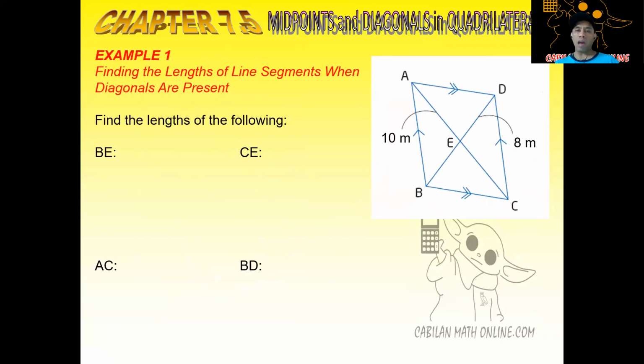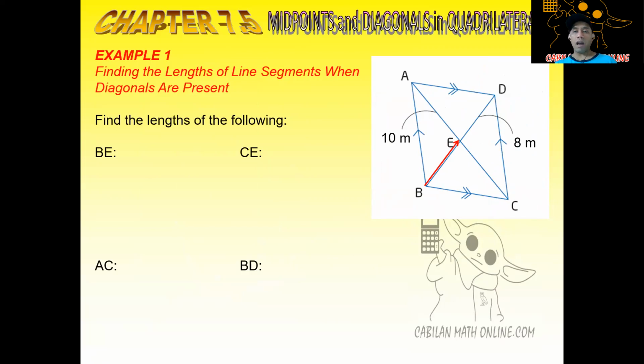And what you also have here is knowing the fact that line segment AE is 10 meters and line segment DE is going to be 8 meters. Okay, so we're going to look at it using this when we're answering these questions here. So for part BE over here, you can see that BE is this line over here. When you're looking at BE, we also have to preserve the direction when we're looking at the line as a whole here.